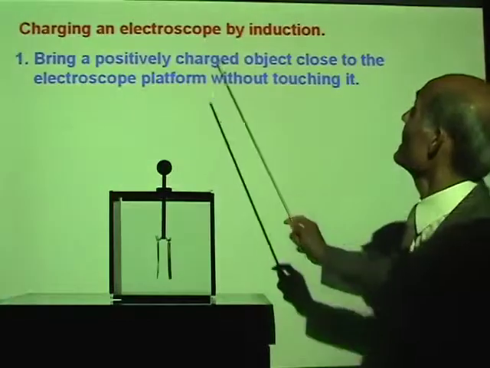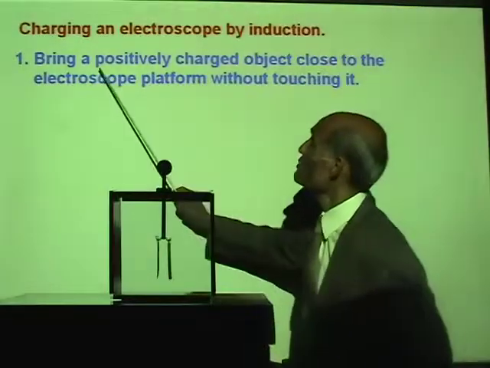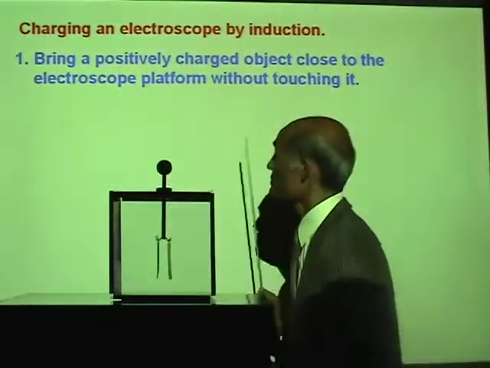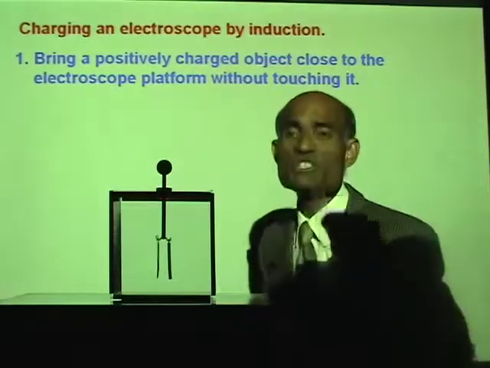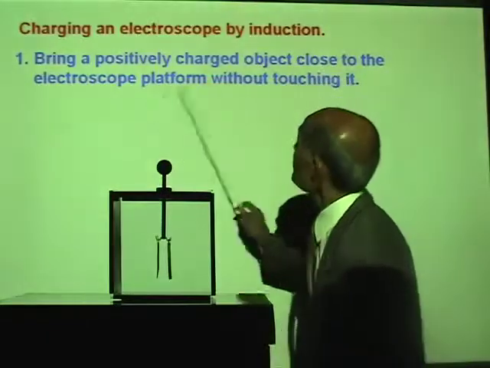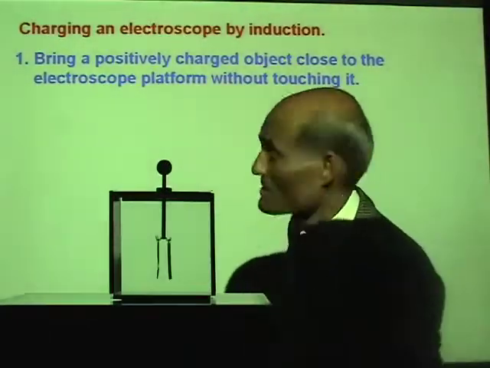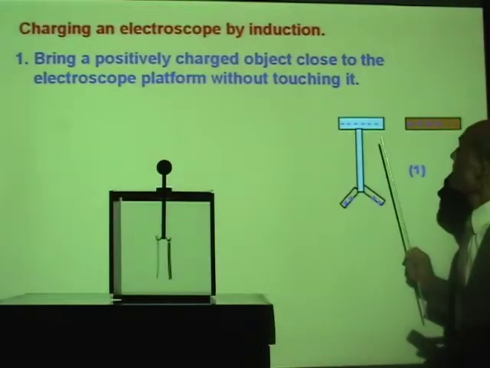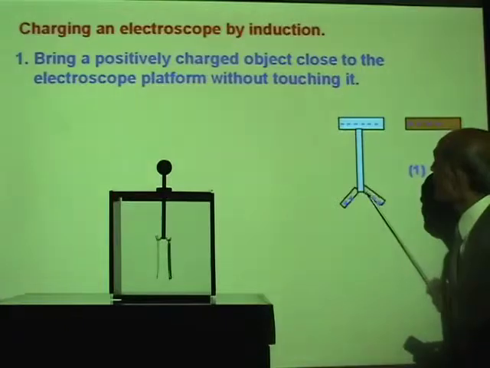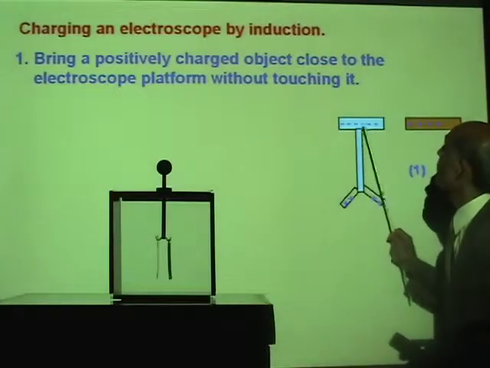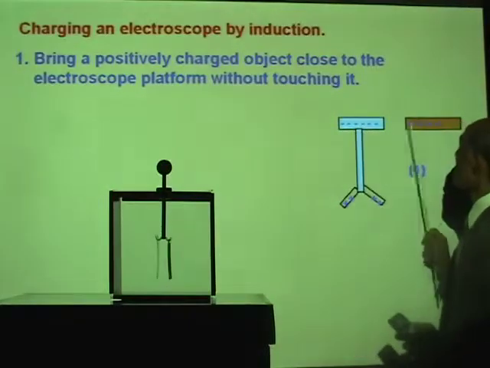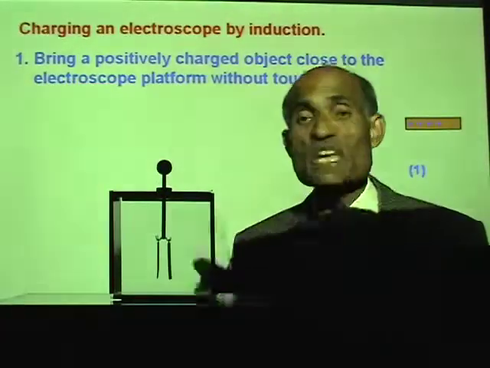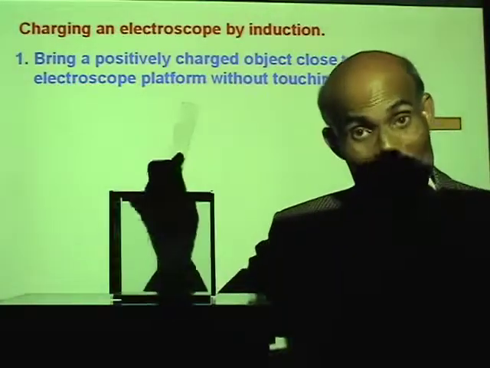Now, the first step in charging an electroscope by induction is to bring a positively charged or negatively charged object. Now, I have written here positively charged, and I'm going to use a negative charge to illustrate it. Close to the electroscope platform without touching it. What happens? Because of the presence of these positive charges, a lot of negative charges from the leaves will go up to the platform. There is an accumulation of negative charges at the platform and an accumulation of positive charges at the leaves. Now remember, when I bring a negatively charged object close to it, the process is reversed.